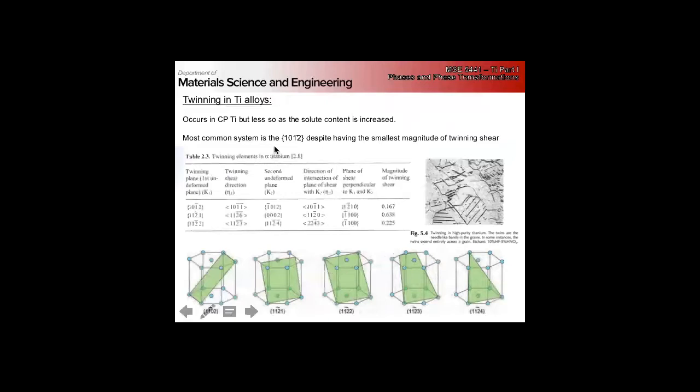So twinning occurs in commercial purity titanium, but as we increase solute concentration, we're going to get a lot less twinning, right? And the most common system is the {10-12} type twins, right? It has the smallest twinning shear, right? So here's the twin plane. If this becomes invariant, what does this do to our C-axis?